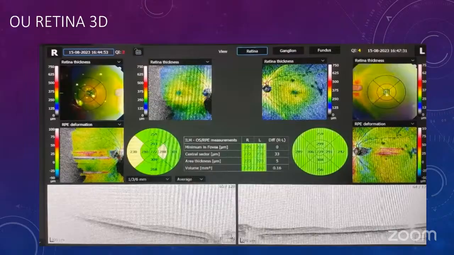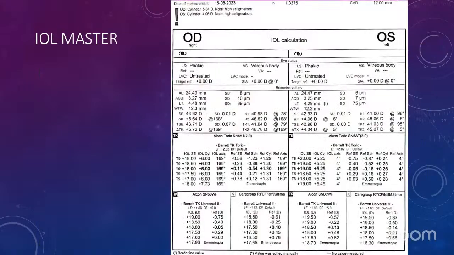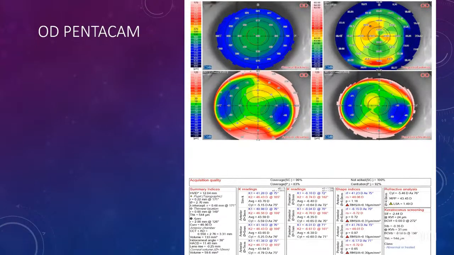This is the OCT scan. This is the IOL master. Because he was to be posted for cataract surgery, IOL master was done. As you can see in the IOL master readings, the lens power was found to be 18, and there was a toricity of 6 diopters at 169 degrees. So basically, the patient required a toric IOL.